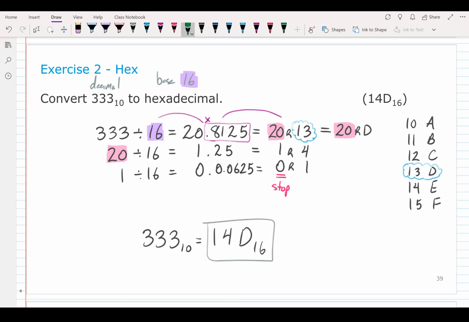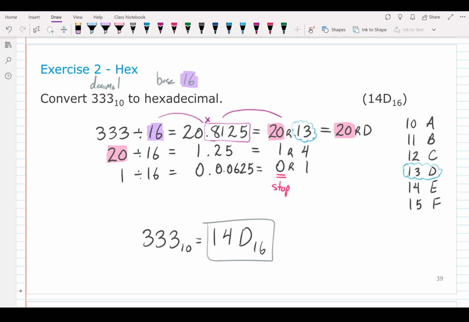I know that because I was reading bottom to top. 14D. All right, I know I kind of snaked around there, but I'm just reading our answers in the reverse order. I'm going to get what I need.